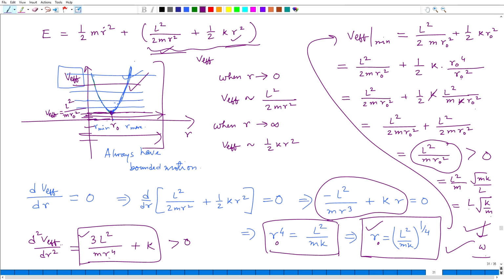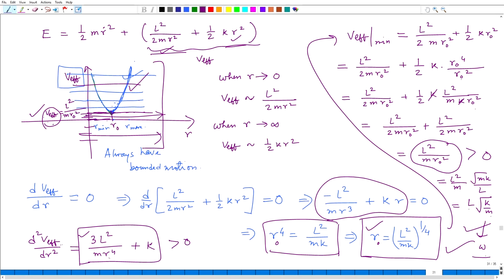Then this is actually of no use, because you cannot give the system an energy which is less than the V effective minimum. If you give the system a total energy less than the V effective minimum, that means you are giving the system a negative kinetic energy, which has no meaning in classical mechanics. So the minimum possible total energy of the system will be exactly given by the V effective minimum, and at that point the particle will perform a purely circular orbit.